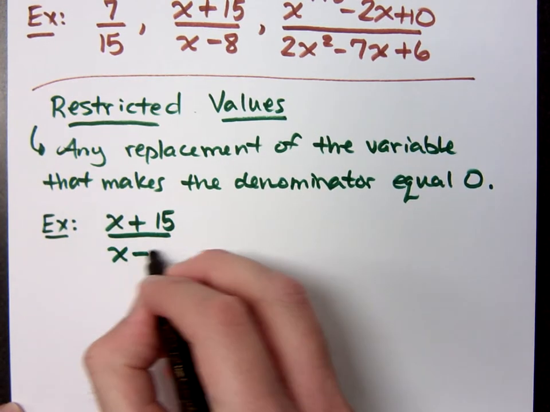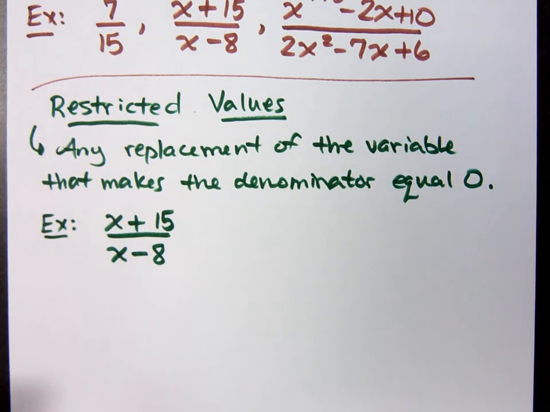So if I take this expression right here, x plus 15 over x minus 8, I could plug in pretty much any value of x that I want to. And when we're talking about the domain, that's what you're talking about. The domain is the set of all x values that can be plugged into an expression. But is there something that I can't plug into this? Is there something that would cause me to have problems?